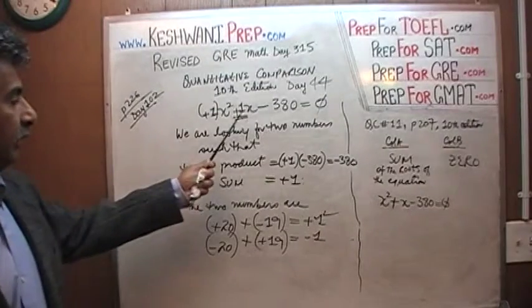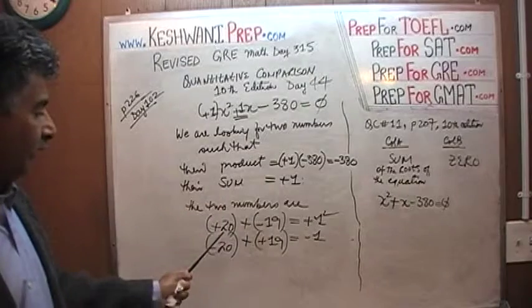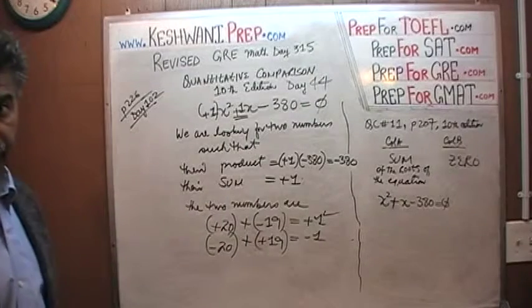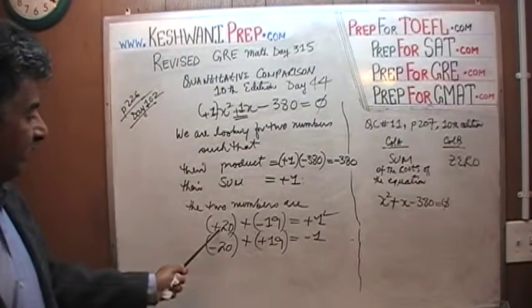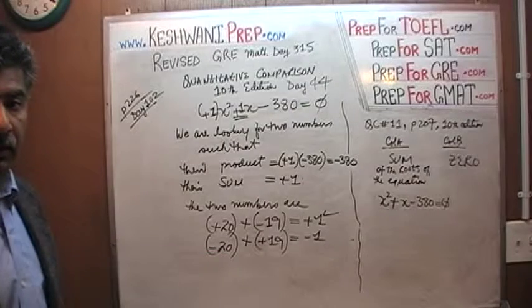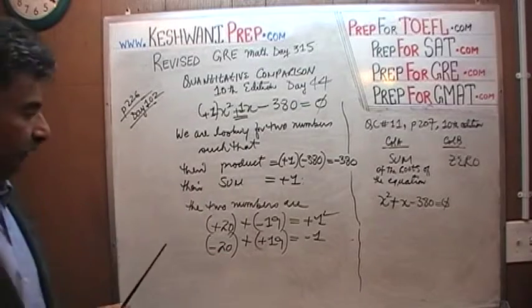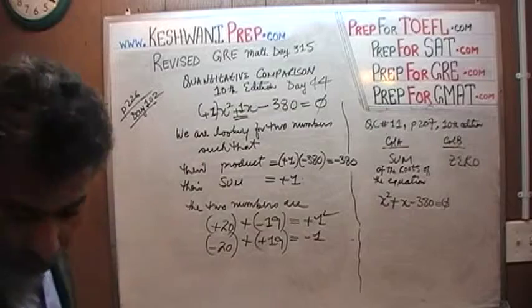In other words, we're going to write this x as 20x minus 19x. 20x minus 19x equals x. You see? Again, I need the room, so we need to erase it.